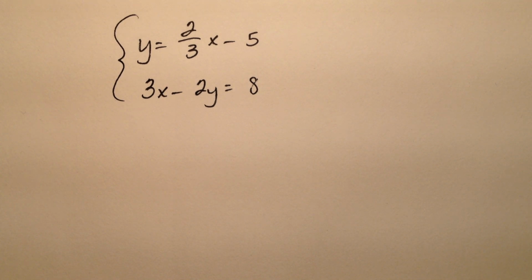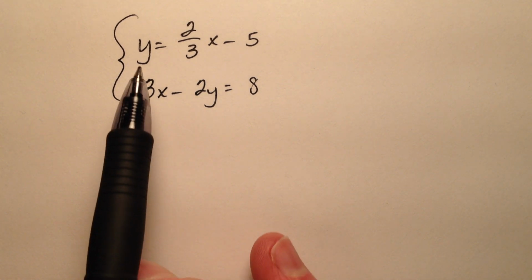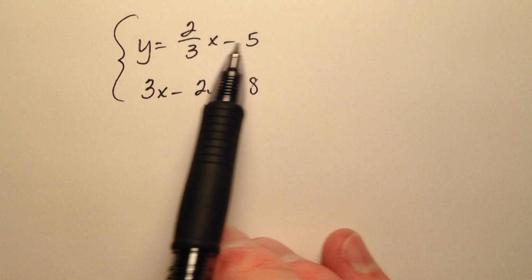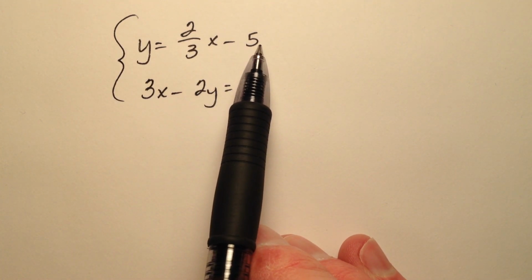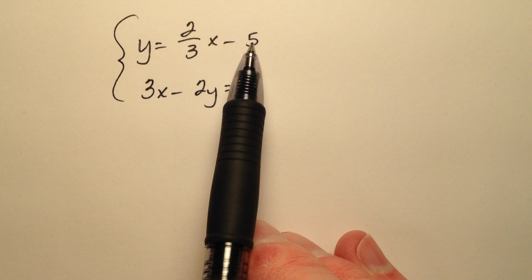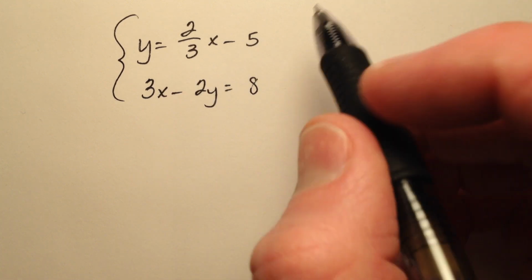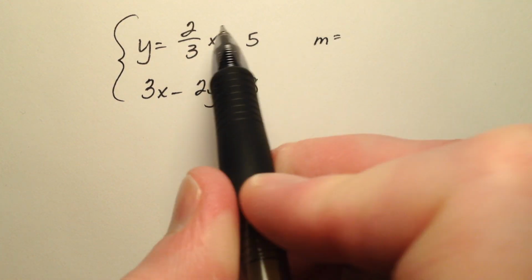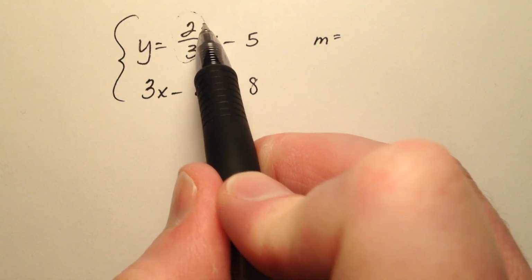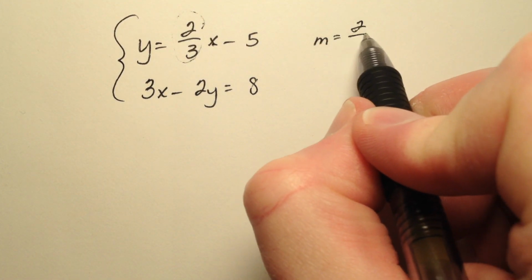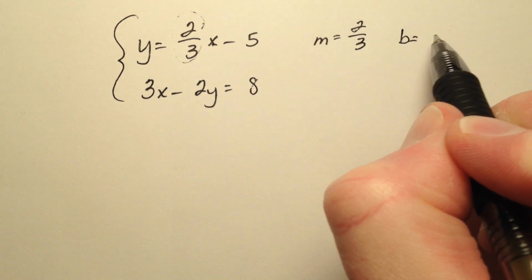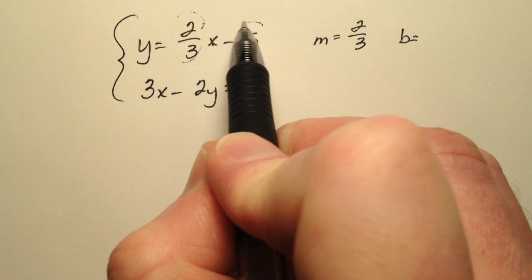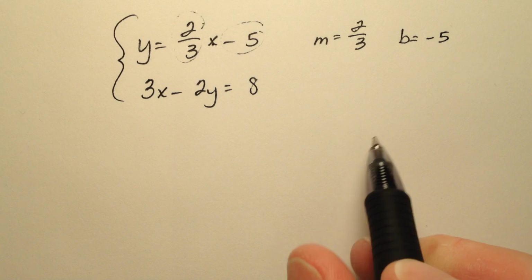In this example, we're going to determine the classification for this linear system, and we're going to do so by looking at its equations. So I can see this first equation is y equals 2/3 x minus 5. This is in slope-intercept form, and automatically I know things about it. I can grab its slope because its slope is the coefficient of my x, so 2/3, and the b value, or my y-intercept, is going to be a -5.